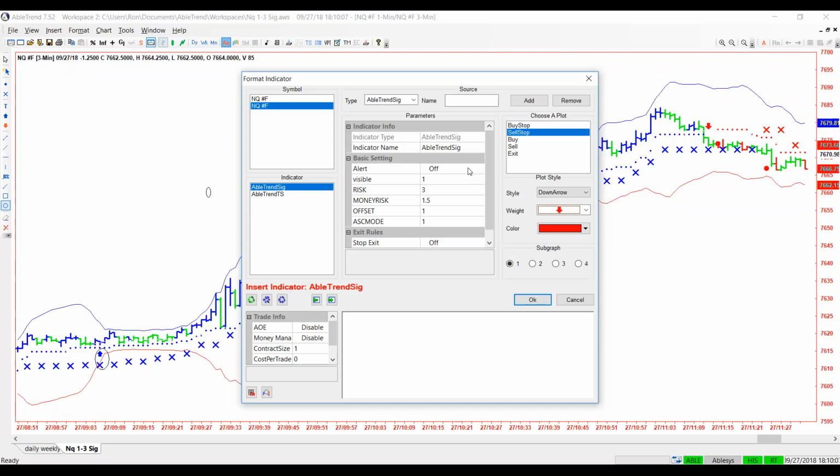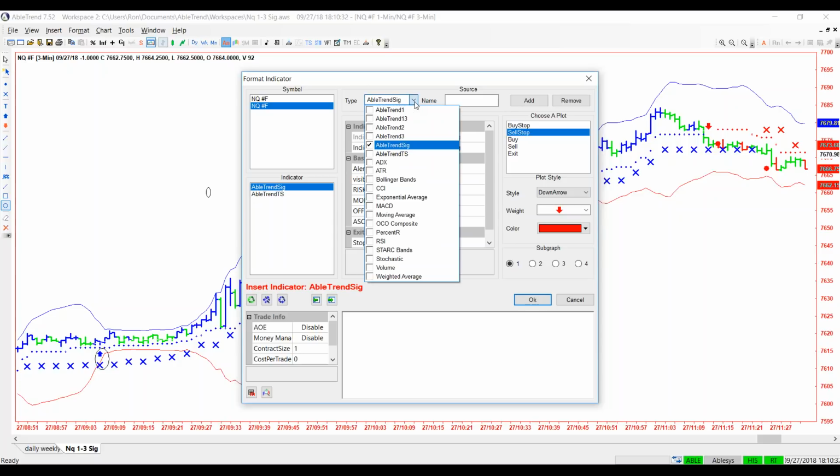On the upper time frame, if you're doing daily, weekly, we just use AbleTrend 3, and we also add AbleTrend SIG. Okay? On the intraday, we use AbleTrend TS on the lower, TS on the upper. That's simple enough. And we add AbleTrend SIG on the upper chart, and in this case, the upper or the higher is the 3. The lower would be the 1, the higher would be the 3.